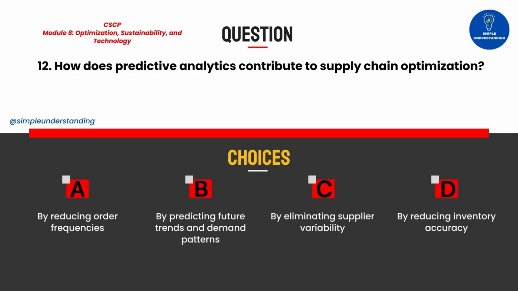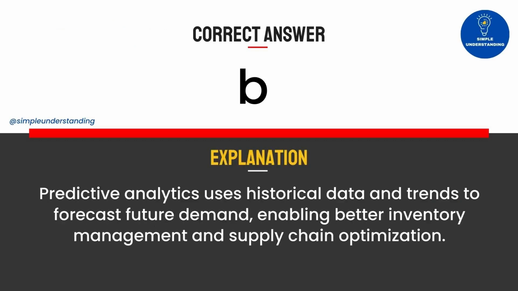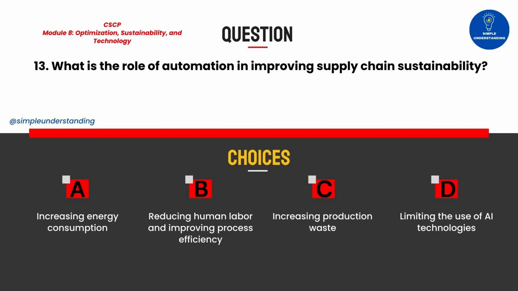12. How does predictive analytics contribute to supply chain optimization? A. By reducing order frequencies. B. By predicting future trends and demand patterns. C. By eliminating supplier variability. D. By reducing inventory accuracy. Correct answer: B. Explanation: predictive analytics uses historical data and trends to forecast future demand, enabling better inventory management and supply chain optimization.